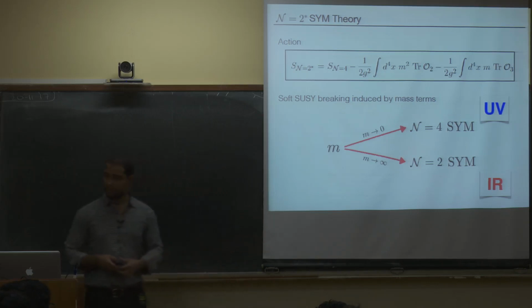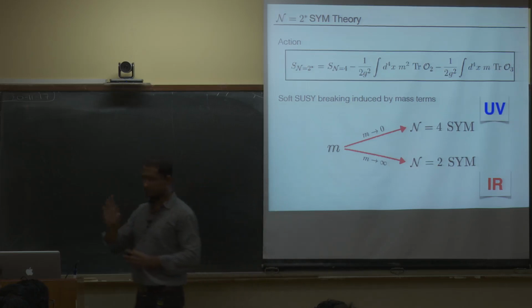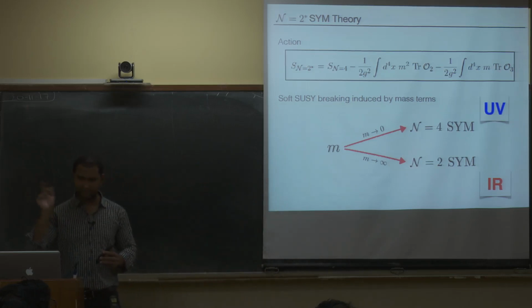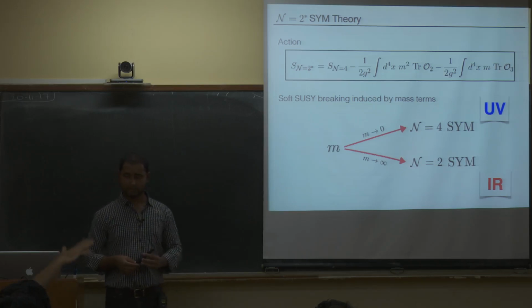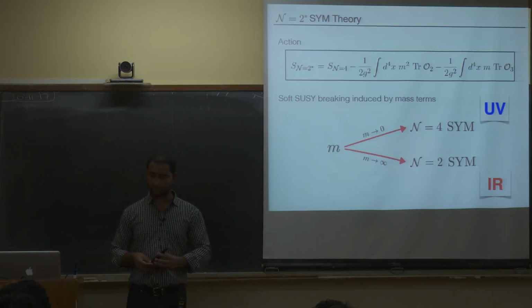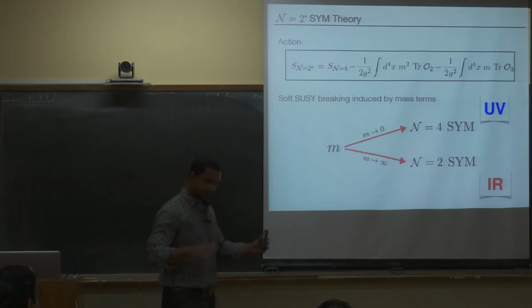Trace phi squared. I think it appears as a linear combination of phi squares here. If the 2 chiral multiplets that are in the hypermultiplets are, let's say I call them phi 1 and phi 2, then O2 and O3 are linear combinations of quadratic terms in phi 1 and phi 2. O3 contains cubic, Yukawa type of terms.